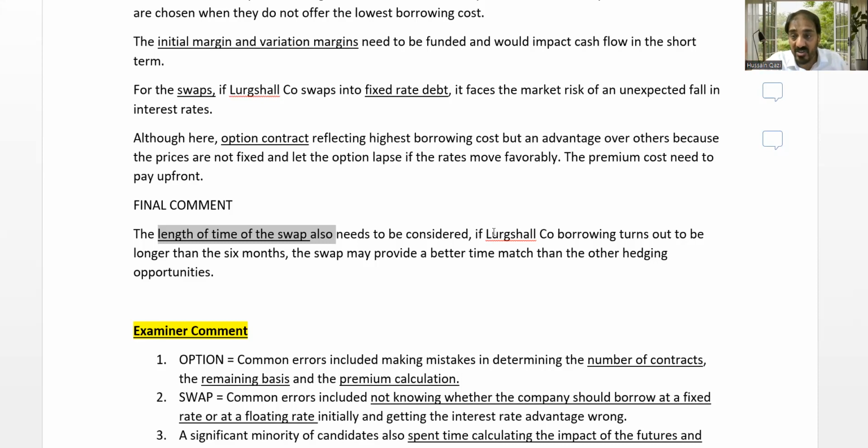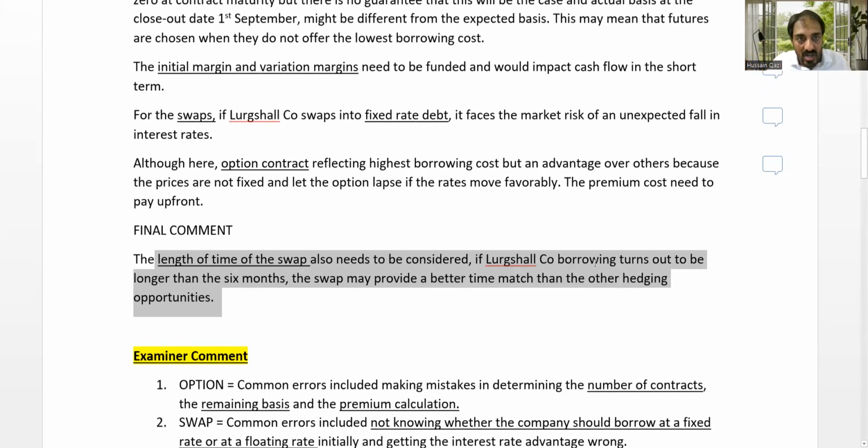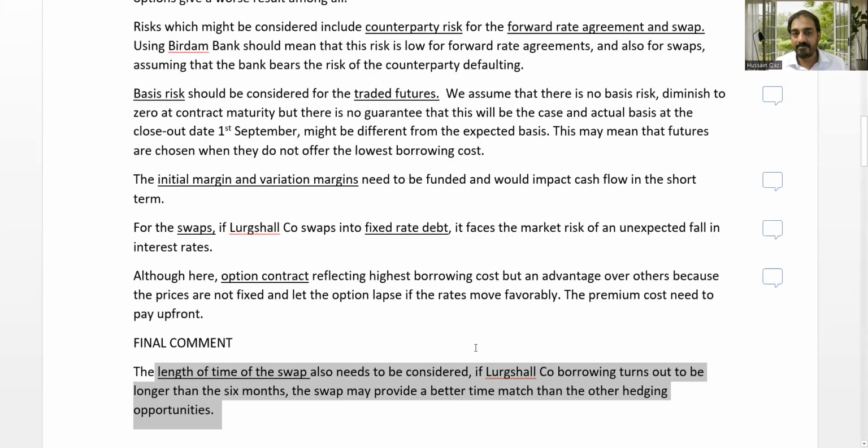Only the swap will be beneficial, because a swap can be made short term and in the majority of cases long term. So here the length of time of the swap also needs to be considered. If local borrowing turns out to be longer than 6 months, a swap may provide a better time match than other hedging techniques. That is what you need to write in the answer.